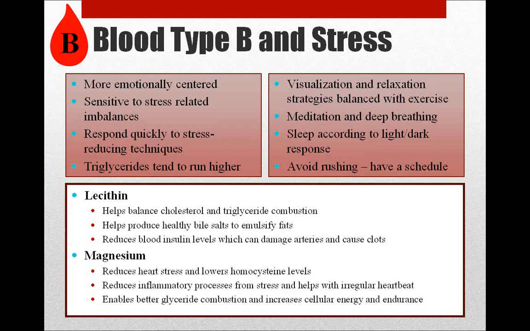Magnesium is key for B blood types because of the heart stress and lowering homocysteine levels. They tend to be more prone to higher homocysteine levels. And this inflammatory process from stress that can occur also can kind of give them that heart palpitation or that irregular heartbeat, especially if they're racing all the time. And magnesium helps reduce that. So the cellular energy and their endurance and everything can be increased by doing a magnesium supplement.